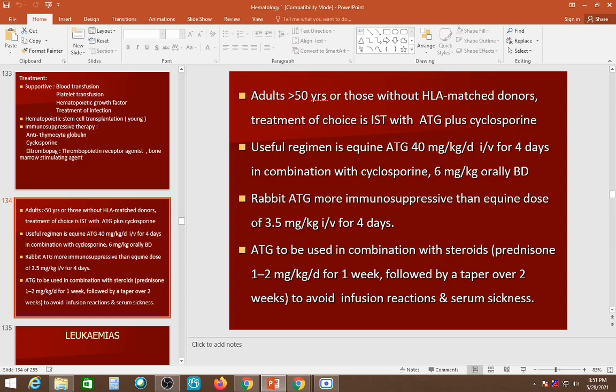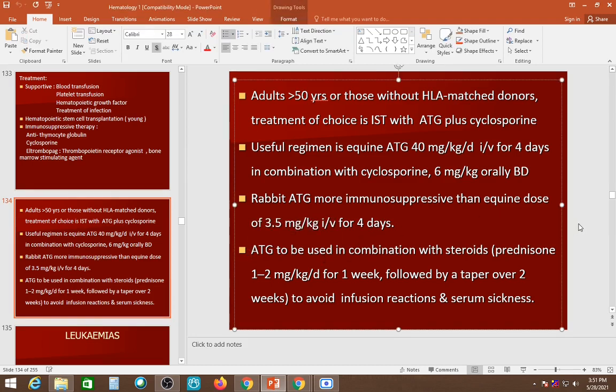And another important thing to be concerned is that this anti-thymocyte globulin should always, because we have so much of transfusion reaction, be given in combination with steroids at least for 1 week, followed up and taper over the next 2 weeks. So when we start this ATG, we have to combine it with oral steroids in order to avoid the infusion reaction and serum sickness. So are you clear with this?